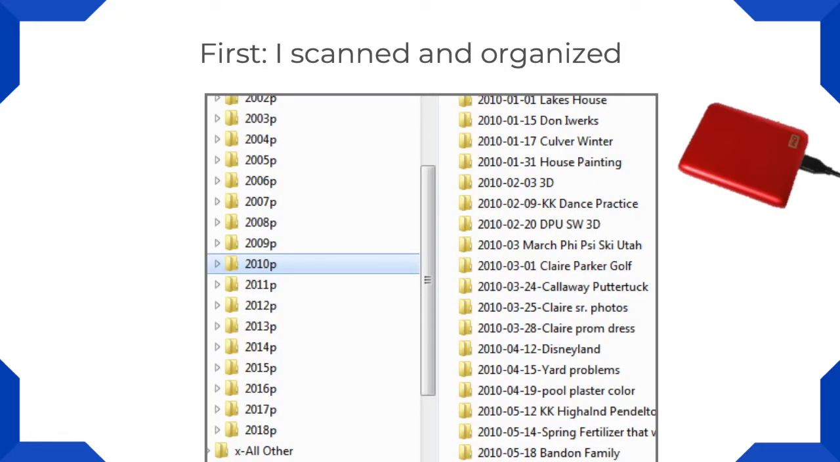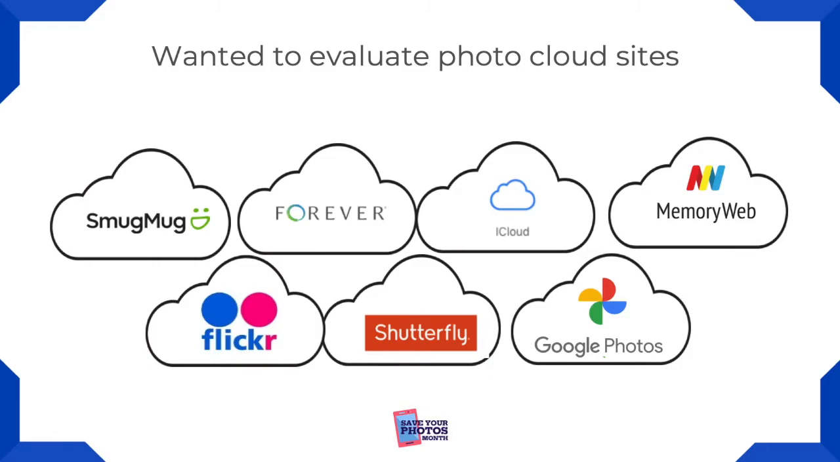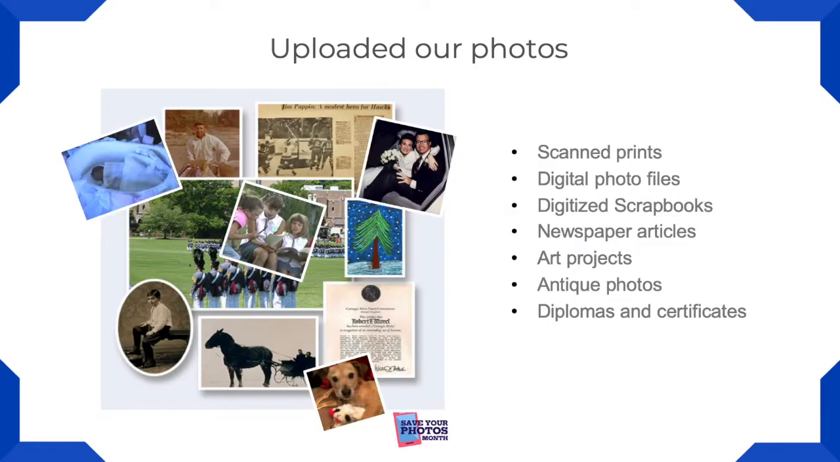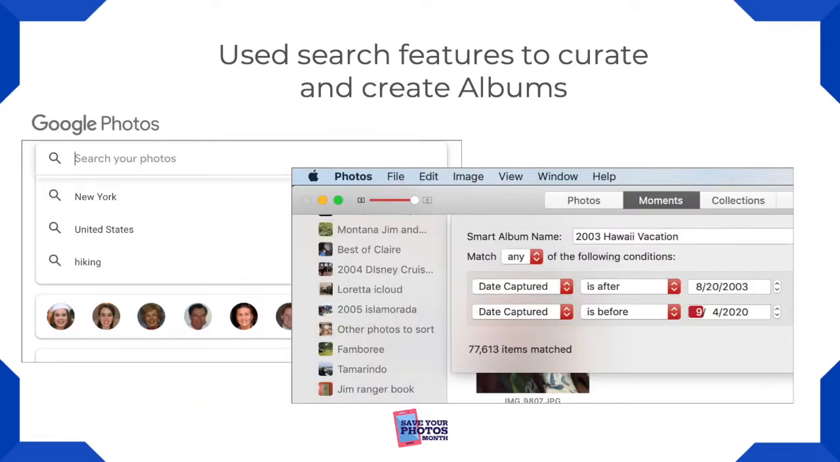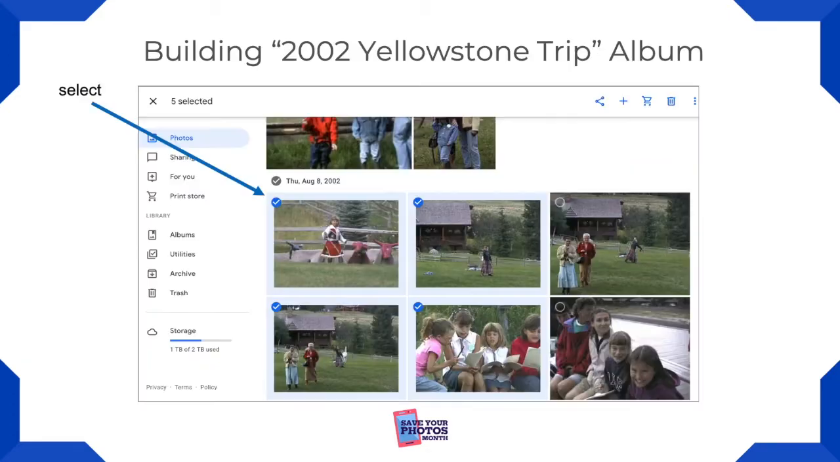So I made sure my photos and videos were digital and organized by date and in folders. Then I uploaded to try out several cloud photo sites. I started with photos and documents only and uploaded a lot of what we had to each site. Most of the cloud sites are designed to be used with search via keywords, facial recognition, geotagging, etc. And this helped as I went about curating our photos.